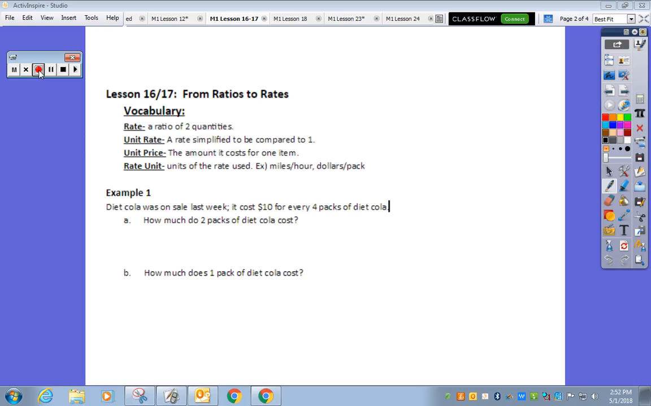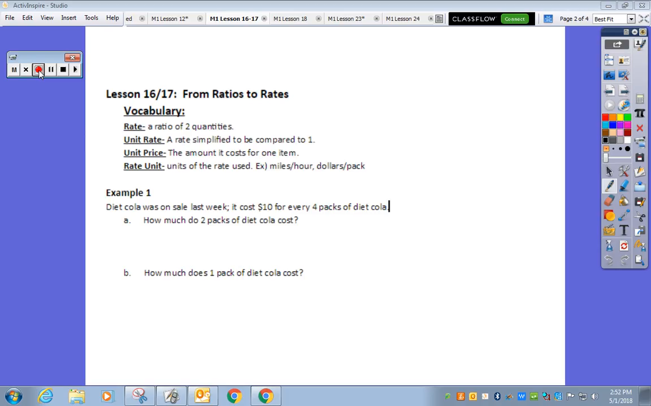So it's how much it is of something for one. A unit price is more specific in that it's the amount something costs for one item. And then a rate unit is just the units of the rate used. So there's no numbers involved with a rate unit. It's just the units you're looking at. Some examples of this are miles per hour. Notice there's no number there. It's just telling you the two units that you're comparing. So miles per hour, dollars per pack, and so on.